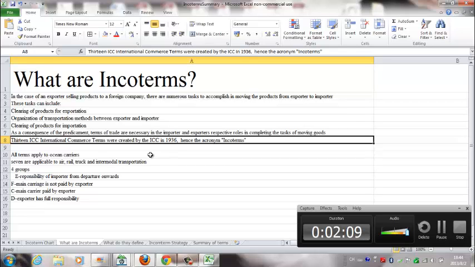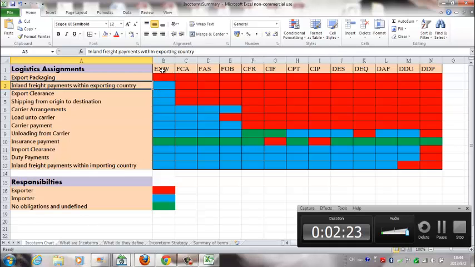All terms apply to ocean carriers, while 7 are only applicable to air, rail, truck, and other intermodal transportation. And there's 4 main groups, and you can see this here on the chart. We have the E group, we have the F group, we have the C group, and we have the D group.